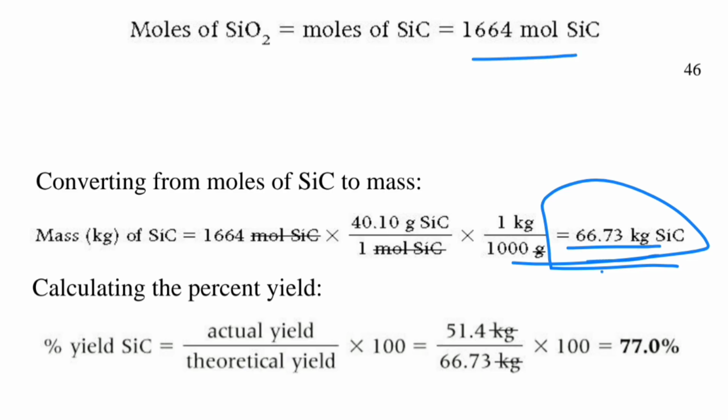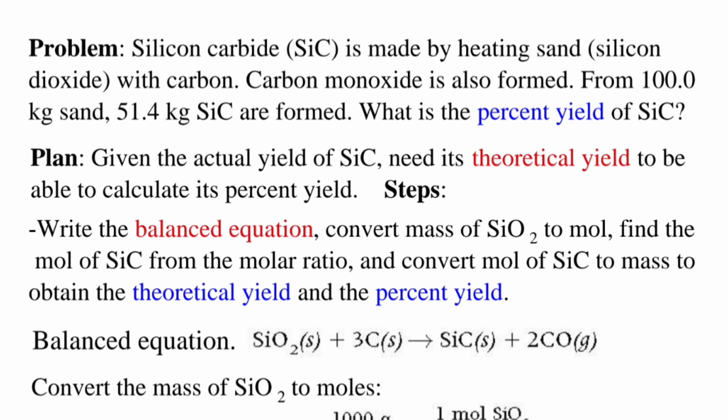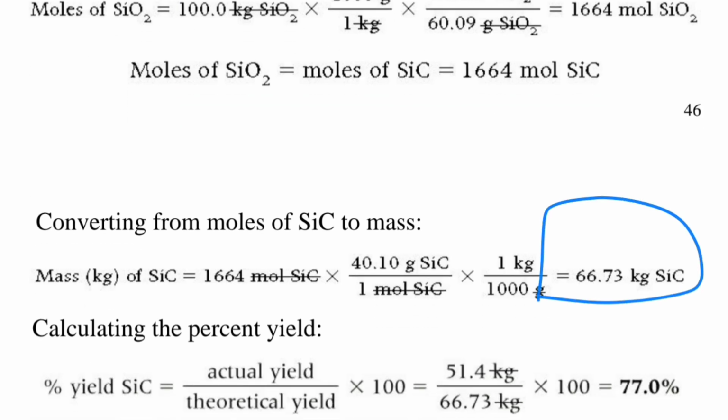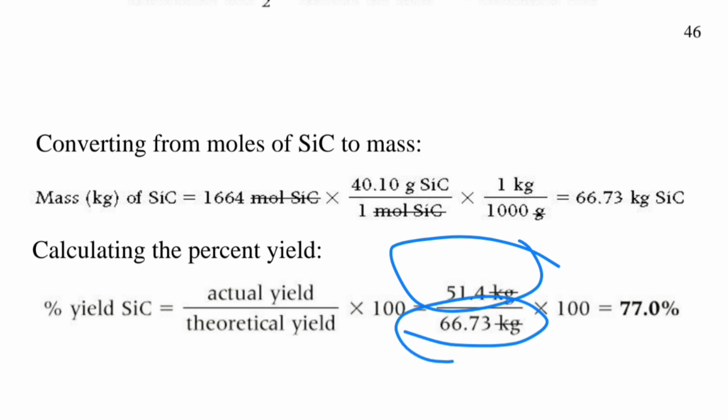We converted moles into mass. We get 66.3 kg as theoretical, but in actual what we get? We get 51.4 kg. This is the actual, and this is the theoretical according to the stoichiometric amounts. We write the actual amount given in the question over the theoretical amount, multiply by 100, and we get 77% yield.